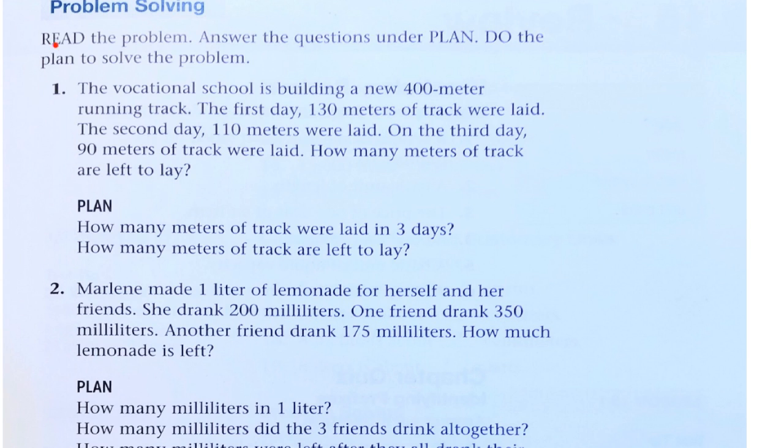So let's make sure to read these problems, answer the questions under plan, and then do the plan to solve the problem. The vocational school is building a new 400-meter running track. The first day, 130 meters of the track were laid. The second day, 110 meters of the track were laid. On the third day, 90 meters of the track were laid. How many meters of the track are left to lay?